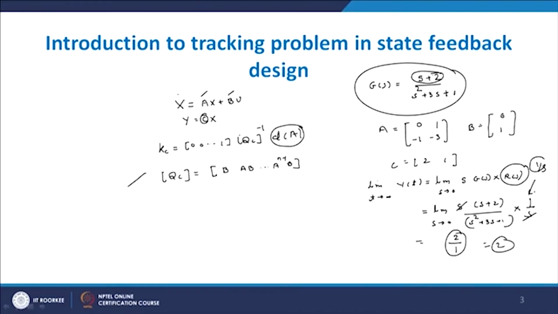Suppose instead of s plus 2, let us say there is s plus 1 over s square plus 3s plus 1. In that case your steady state is 1. That means the steady state depends upon the C matrix, and here we have not taken care of the C matrix.